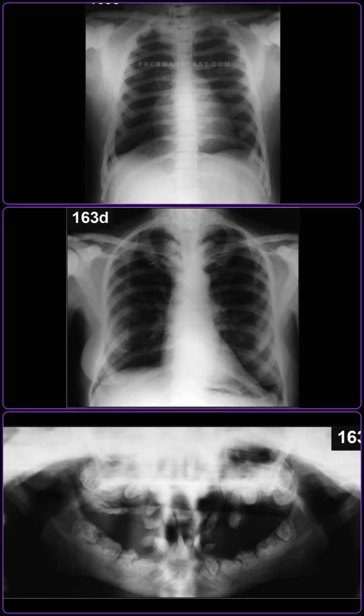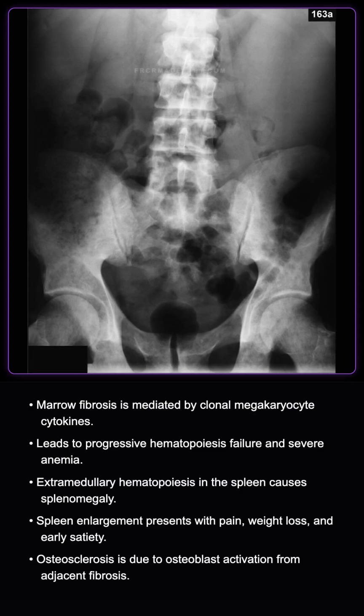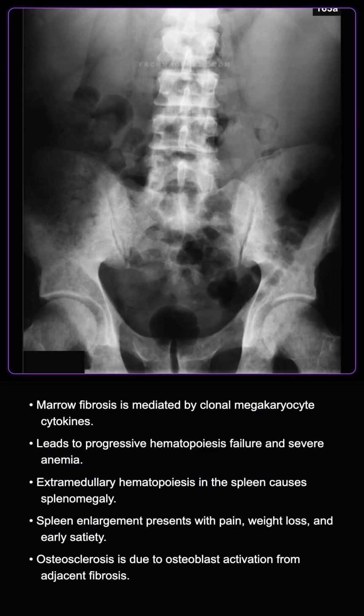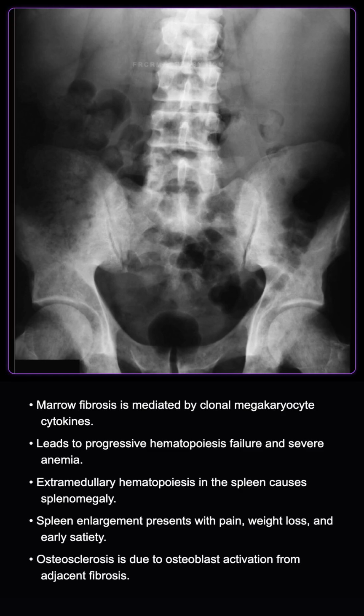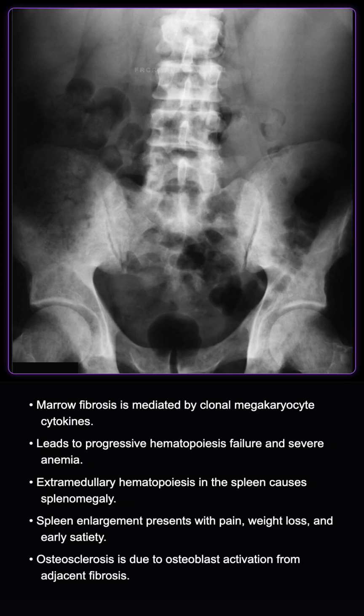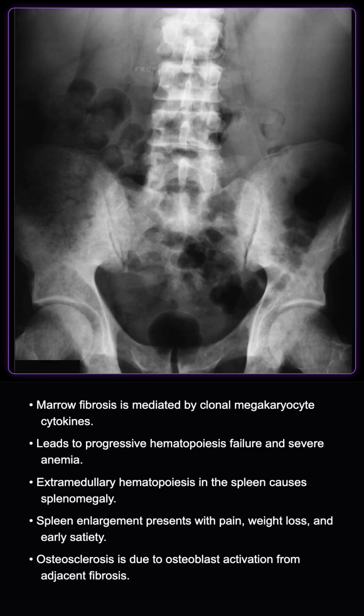Discuss the pathophysiology of myelofibrosis and the clinical implications of massive splenomegaly. Well, myelofibrosis is a chronic myeloproliferative neoplasm characterized by progressive reactive bone marrow fibrosis mediated by clonal megakaryocytes releasing fibrogenic cytokines. This marrow fibrosis leads to progressive hematoerythroid failure, resulting in severe anemia.